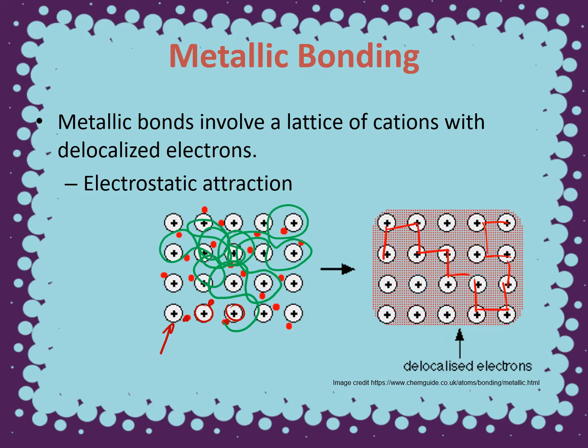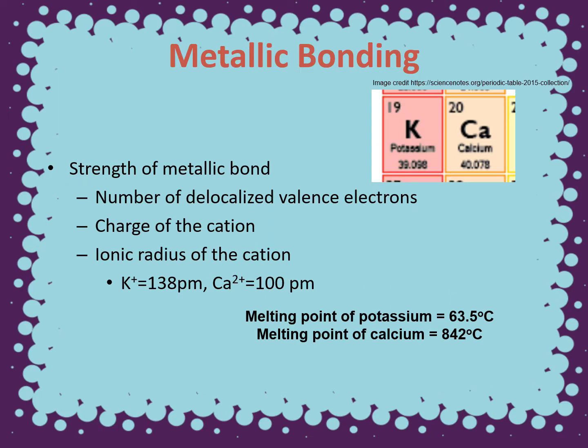cations. The negative charge of those electrons and the positive charge of the nuclei, the cations of the metal atoms, sets up that electrostatic attraction. So just like in our other bonds, we have forces of attraction between oppositely charged things. In this instance, the opposites are those cations that are positively charged and those delocalized or free electrons that flow around all those cations. The strength of a metallic bond is going to depend on a couple factors.